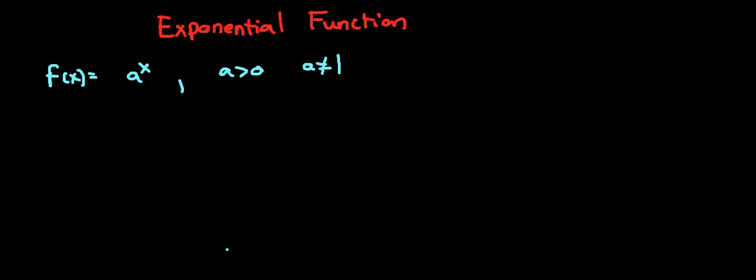An exponential function is a function in the form of f of x is equal to a to the x, where x is an exponent of some base a. We call a the base. And there are a couple of restrictions that we place on exponential functions. We say that the base a has to be a positive number. A must be greater than 0.